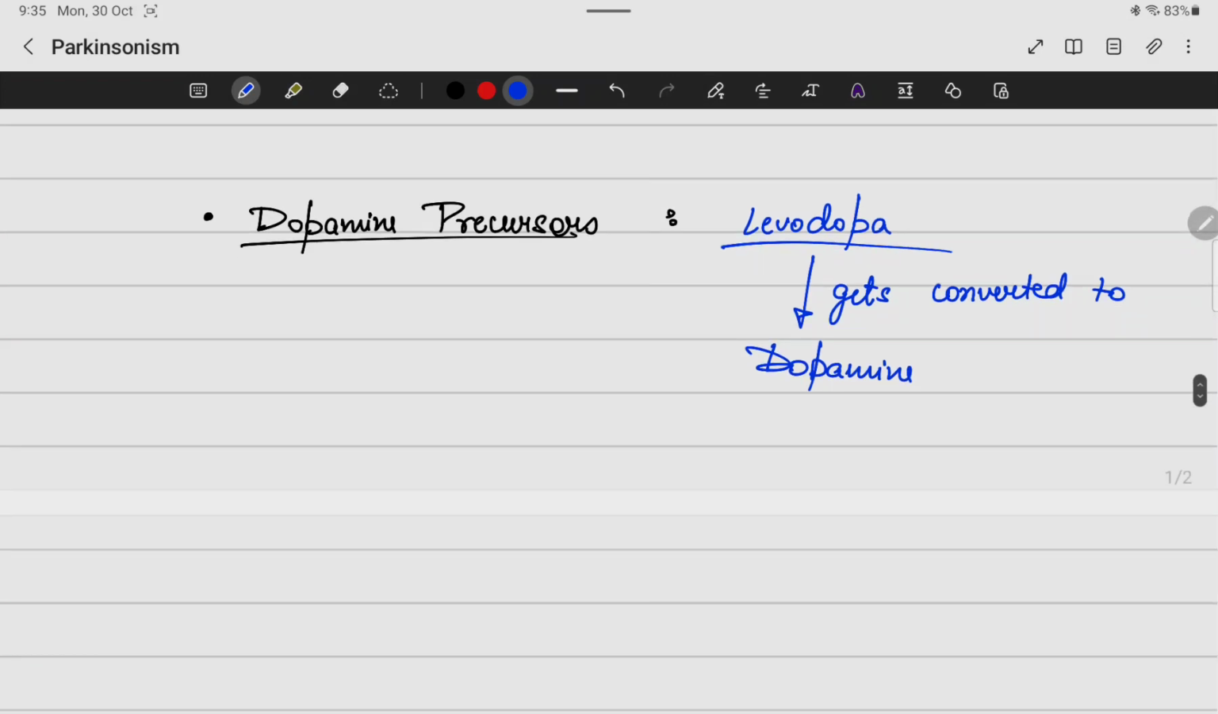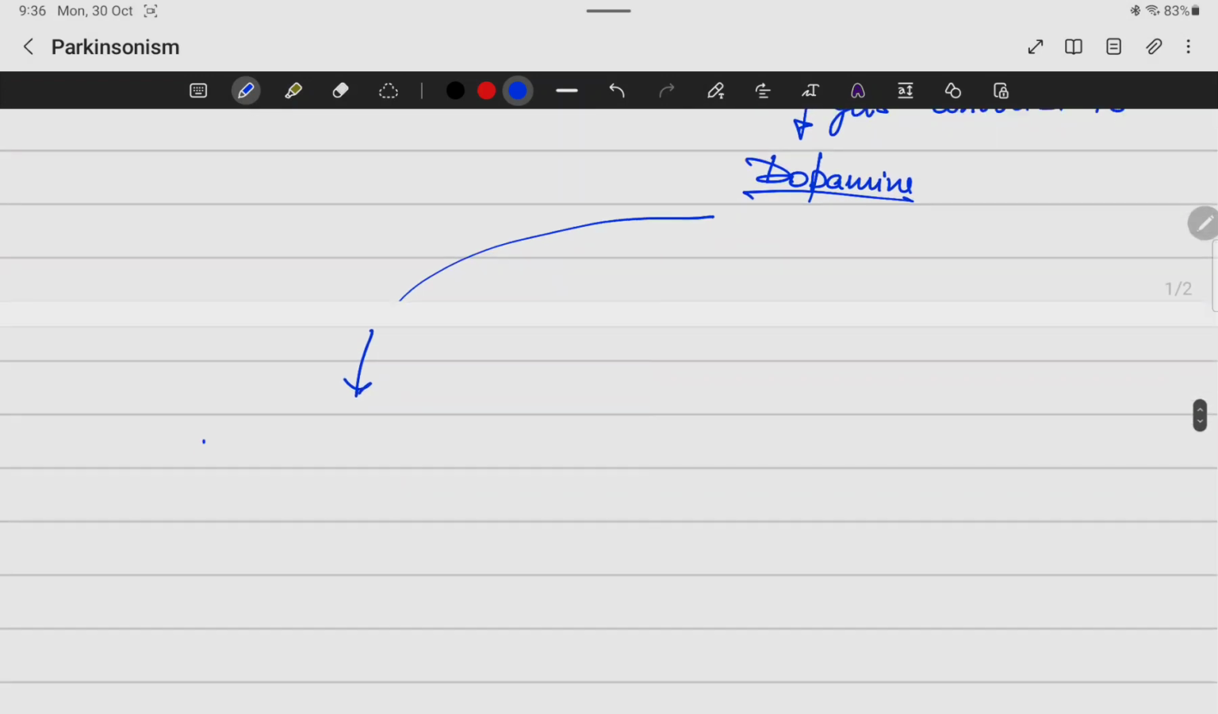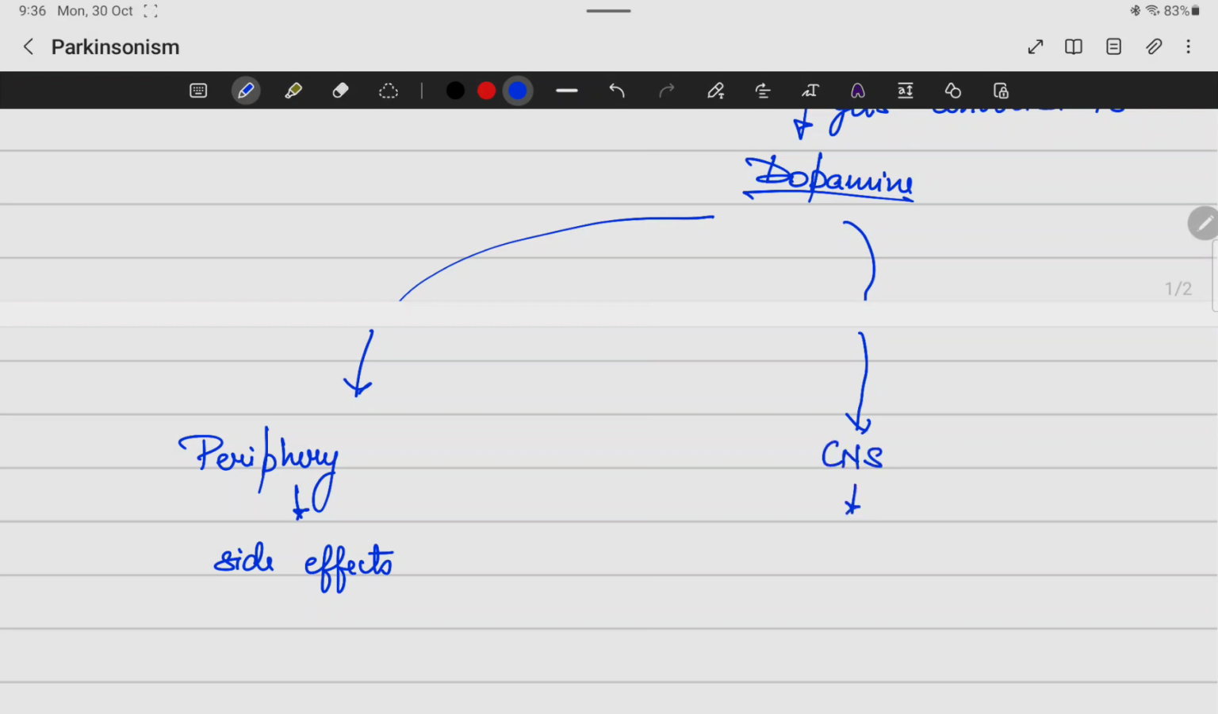Now, if it gets converted to dopamine in the periphery, it causes side effects which are associated with levodopa, and when it gets converted to dopamine in the CNS, it produces the desired effect and reduces the symptoms associated with Parkinson's disease, which we have already talked about.